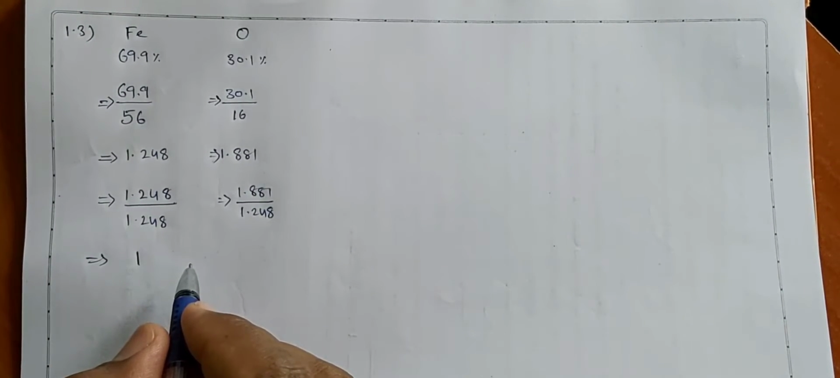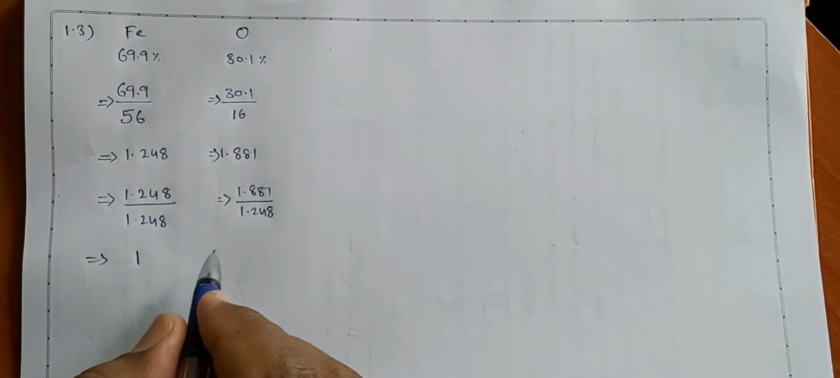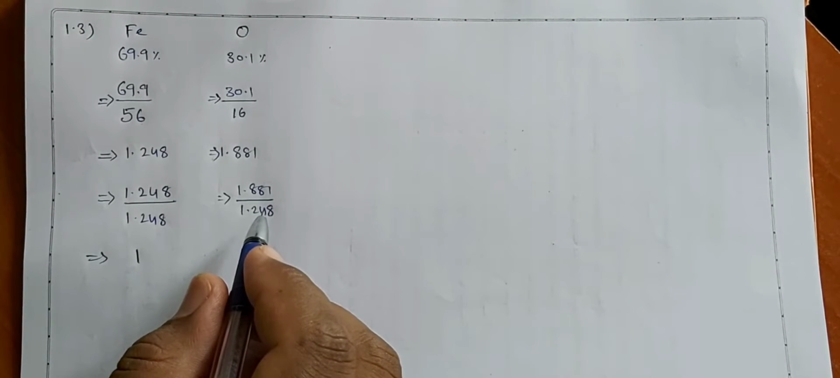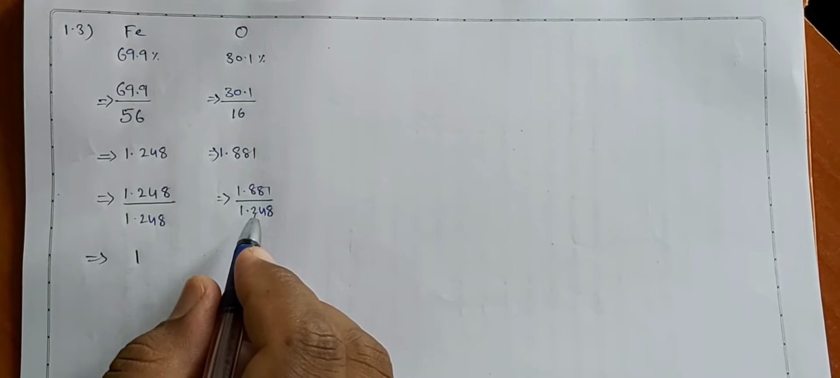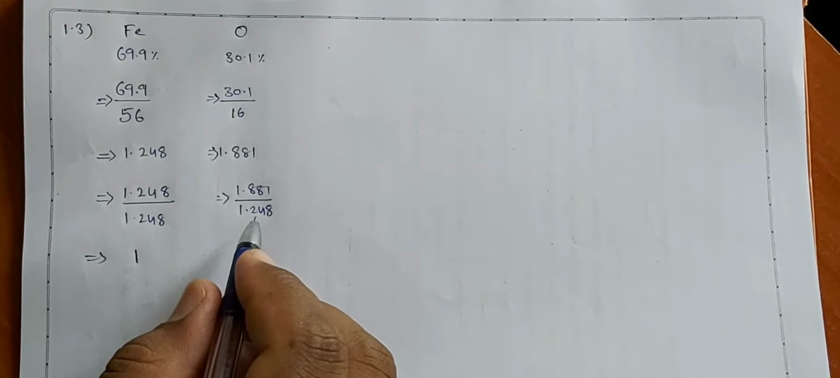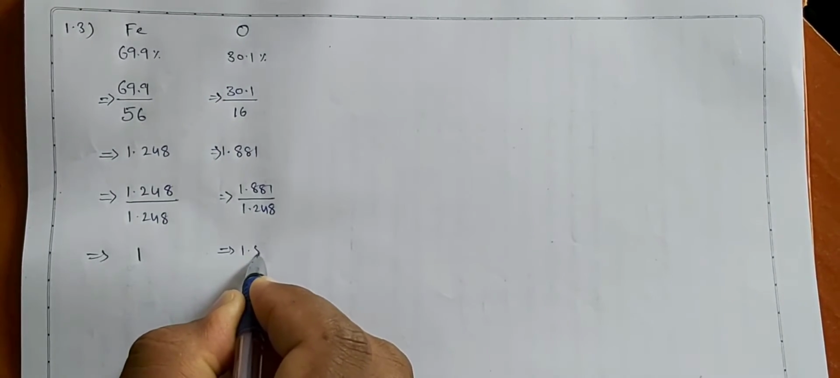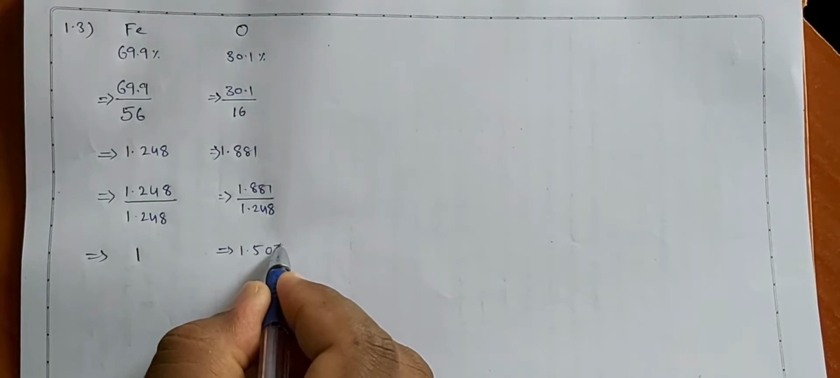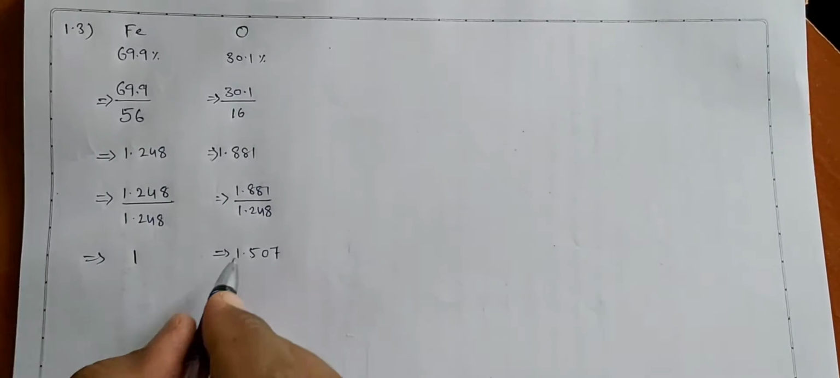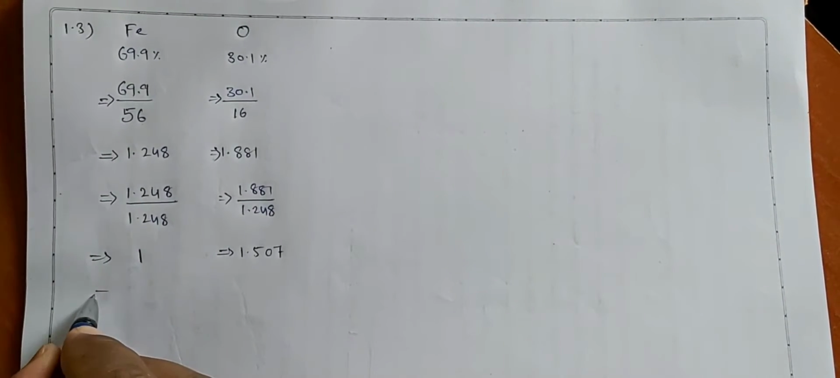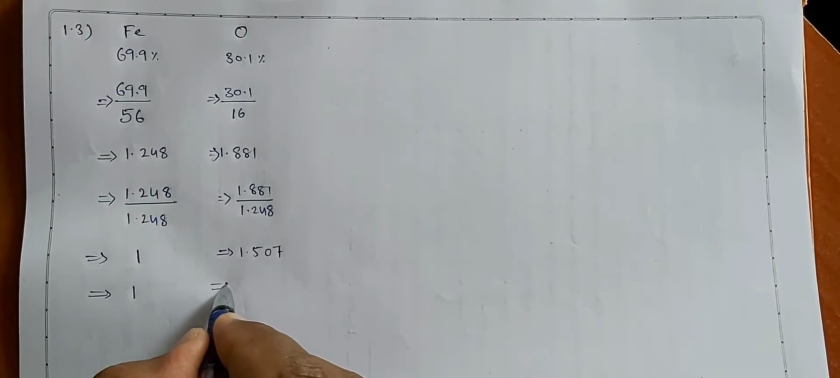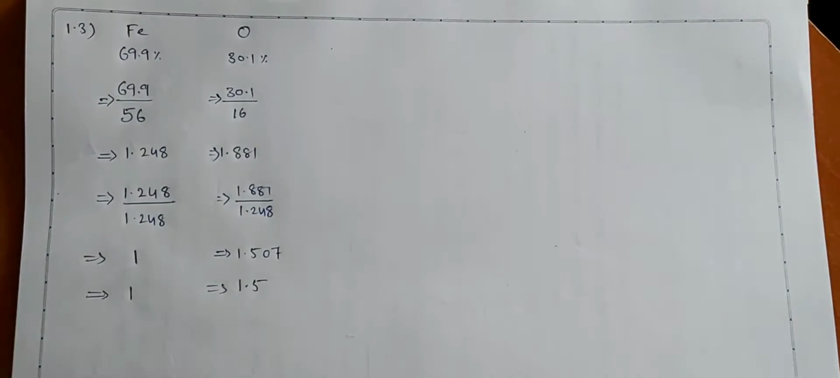Now we have to see the value of 1.881 divided by 1.248. That is 1.507. Approximately we can take it as 1.5. So this value is equal to 1. This value is equal to approximately 1.5.